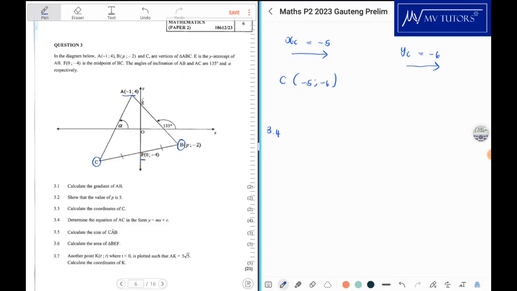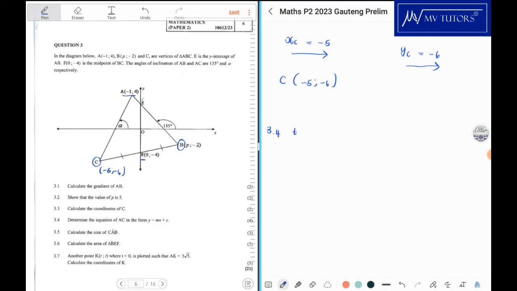Okay. Now 3.4. Determine the equation of AC in the form y is equal to mx plus c. So in this case, we have the coordinates of C, negative 5 and negative 6. For us to get the equation, we need a point. You can either use A or C. And we also need a gradient. So let's just go ahead and get the gradient first. We're going to probably get it the long way. How many marks is this? It's 4 marks. Okay. So let's get the gradient first.